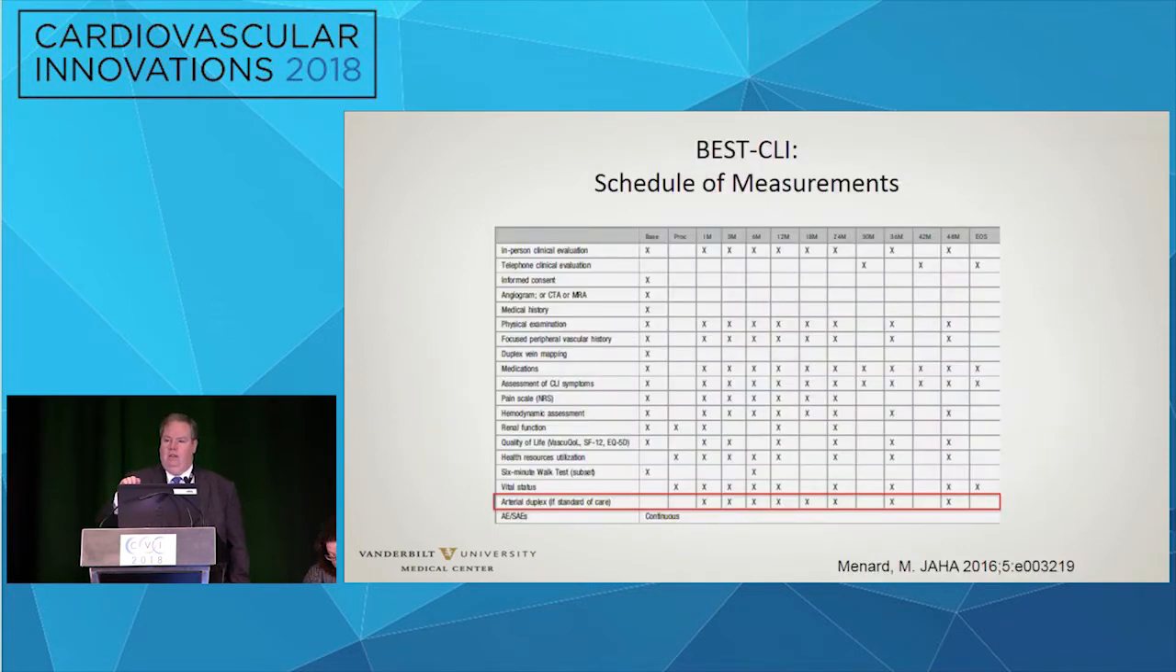Now, I think the real reason I was asked to give this talk can be seen from this slide. This is the best critical limb ischemia study, which obviously is what we all think of as the premier study in critical limb ischemia. And this is the schedule of measurements, when they're making measurements. So just take a look at arterial duplex on the bottom, and you can make measurements at 1 month, 3 months, 6 months, 12 months, 18 months, 24 months, 36 months, and 48 months.